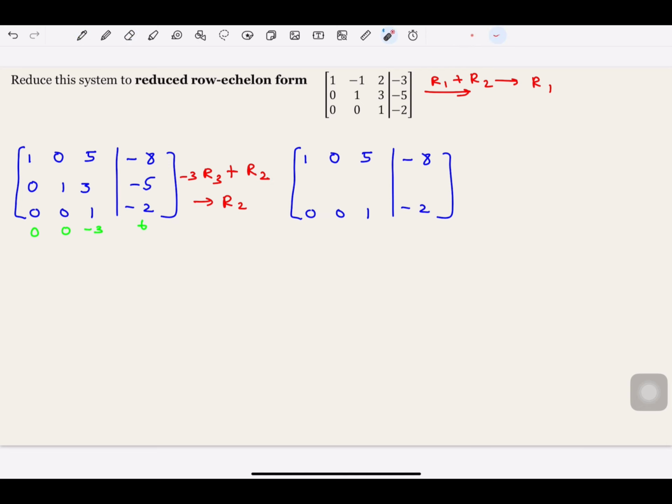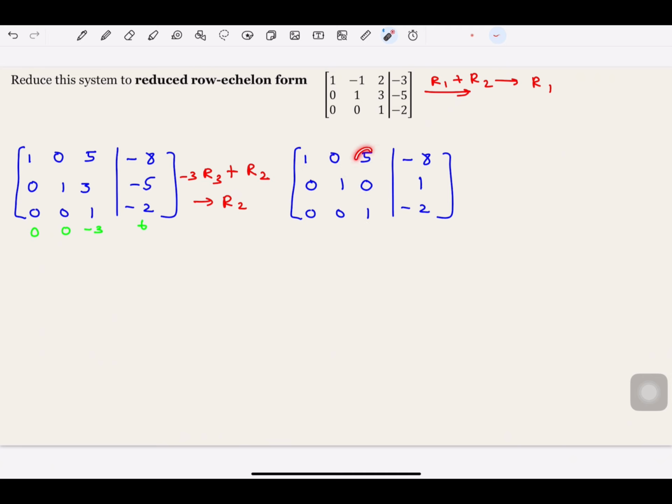Now I need to add these two together. That will give you a 0. And then if you add these two numbers together, you'll get a 1. If you add 3 and -3, it's a 0 again. And if you add 6 and -5, it's a +1. Okay, great. So now we have all the entries 0 except this one and the diagonal.